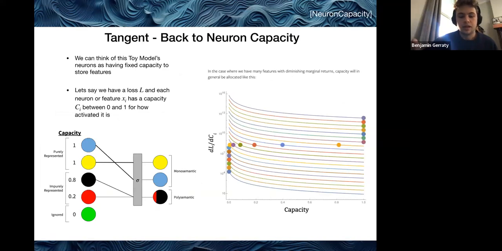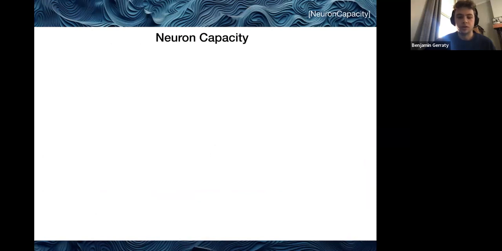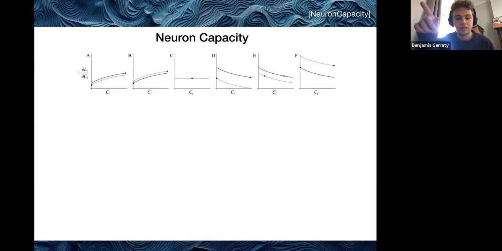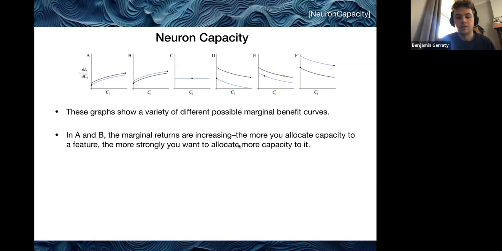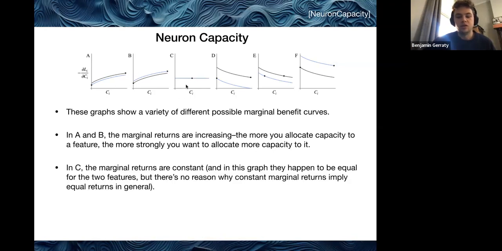The reason I want to show this is because you could imagine there are different ways where, depending on the network, giving more capacity to one feature could have better returns. So if you have a loss for a feature for a neuron, Li, and it could have a capacity from 0 to 1, then taking the negative derivative of that, we can see if we embed more capacity into this neuron, the loss will decrease. Same with B. So in A and B, you're more incentivized to allow more capacity to a feature the more that you give it, because its derivative is increasing. And then in C, no matter how much you allocate a feature to a neuron, the returns are constant in terms of the loss.